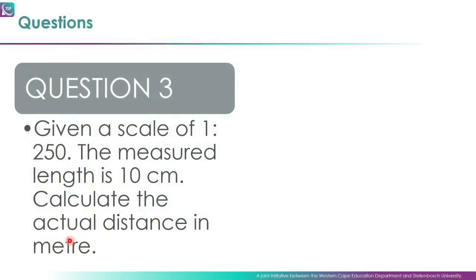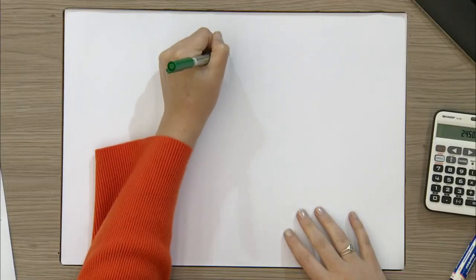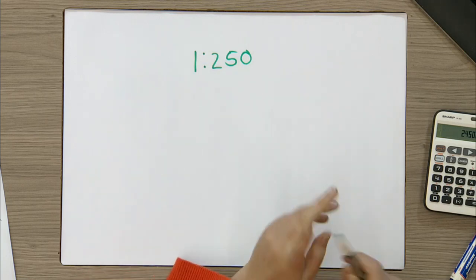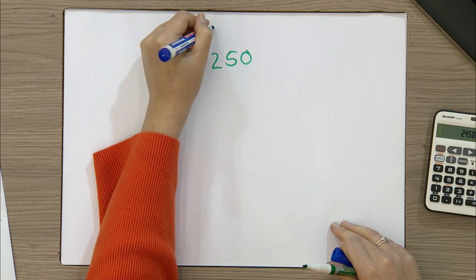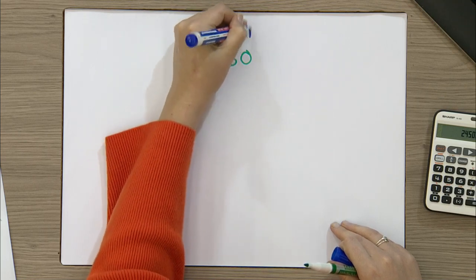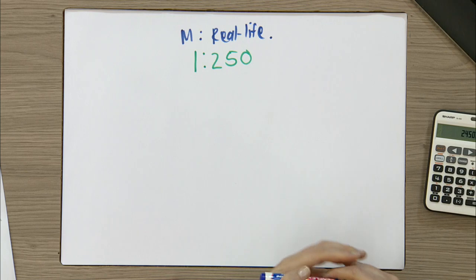Question 3 says, given a scale, so now I know I'm not going to determine the scale. I already have the scale. So given a scale of 1 is to 250, the measured length is 10 centimeters. Calculate the actual distance in meters. So the scale is 1 is to 250. I know that this is the map or the measured, and this is real life. See how I always write this for myself just to remind me.